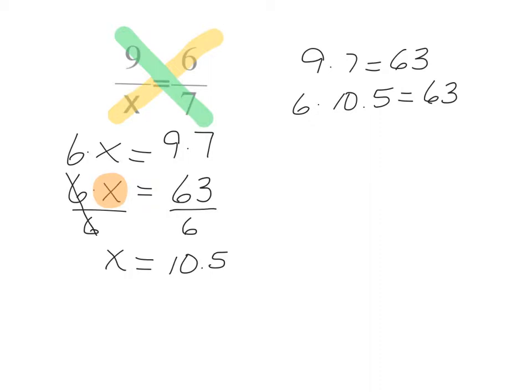Notice in these three examples, we had the x in many different places, on the top, on the bottom, on the left, on the right, but the process was all the same. We cross-multiplied to get an equal relationship, and then we divided by the number in front of x. It's called the coefficient. We divided by that to isolate x and find our value.